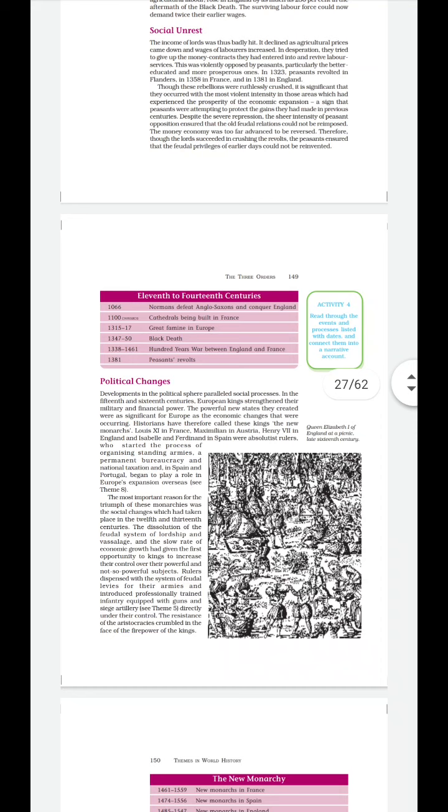Even agriculture was badly affected, due to which farmers suffered a lot, and they were not able to pay taxes to the lord, that is, to the nobility. Clear? Now the second estate, that is the nobility, was unable to collect tax from the common people, and even they were not able to pay taxes to the king.